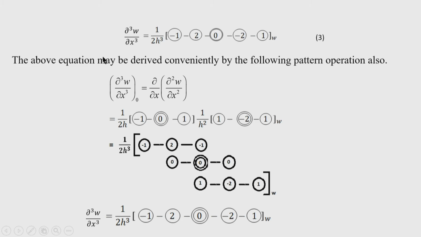The above equation may be derived conveniently by the pattern operation also. So, what is pattern operation? That means we know del square w del x square, and also we know this operator because we have calculated the slope. So, we write this operator 1 by 2 h, minus 1, 0, plus 1. Then second is del square w del x square, whose operator is 1 by h square, 1, minus 2, 1. So, pattern operation means here you just expand it.